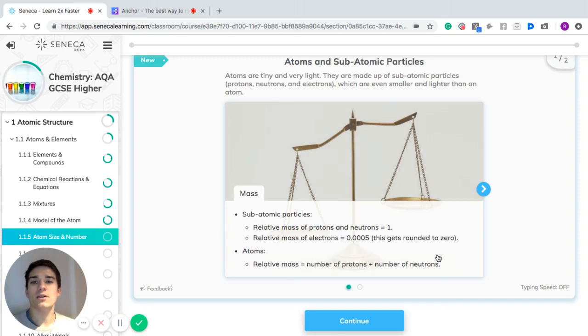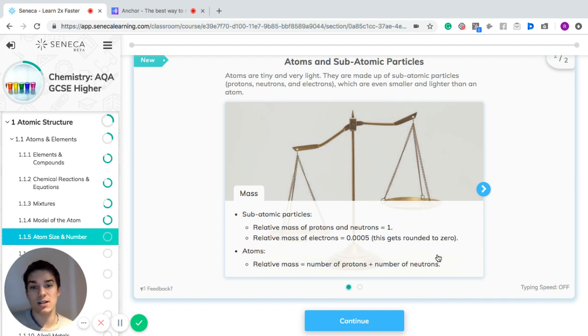So atoms are tiny and very light. They're made up of subatomic particles, which are the protons, neutrons, and electrons, which are smaller and lighter than the atom. So if we look at the mass of subatomic particles, the relative mass of a proton and neutron is 1, and the relative mass of an electron is 0.0005. And that just gets rounded to 0, basically.